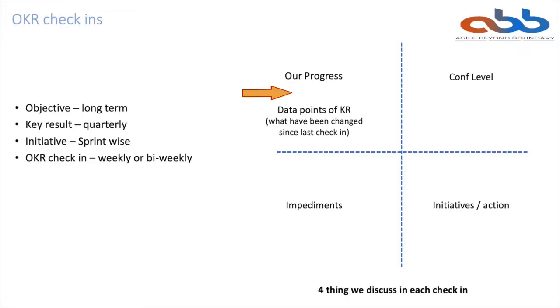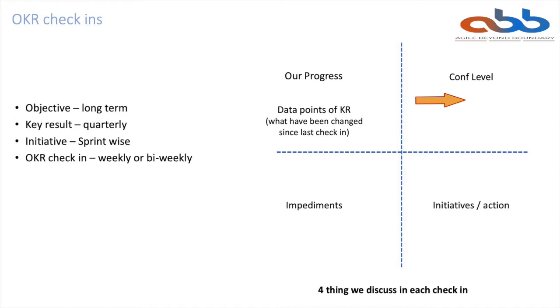Primarily on OKR check-ins, you talk about 4 questions. Is any of my key results changed in terms of absolute number? If it's not changed, or even if it's changed, what is my confidence level, whether I will be able to achieve the key result, if it's a key result for a desired timeline for a quarter? Is my confidence high, okay, or low?